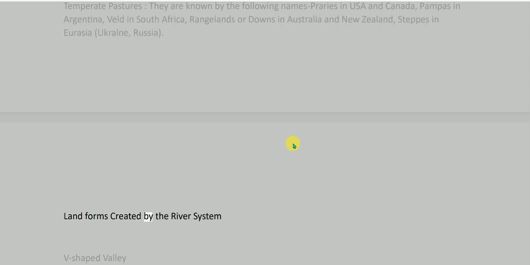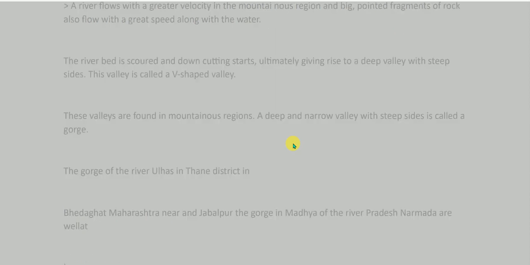Landforms created by the river system. V-shaped valley. A river flows with a greater velocity in the mountainous region, and big, pointed fragments of rock also flow with a great speed along with the water. The riverbed is scarred and down-cutting starts, ultimately giving rise to a deep valley with steep sides. This valley is called a V-shaped valley. These valleys are found in mountainous regions.